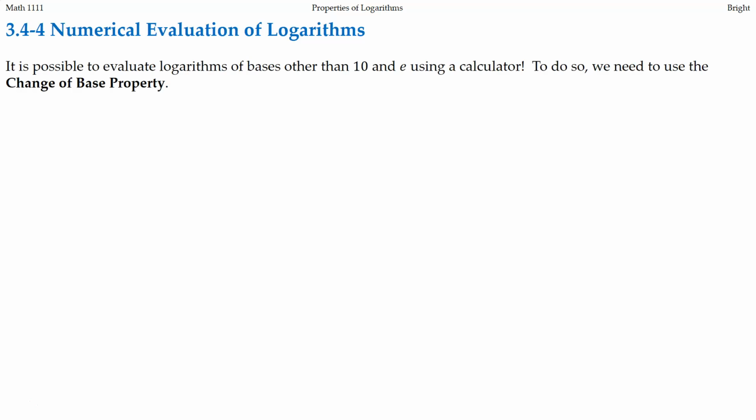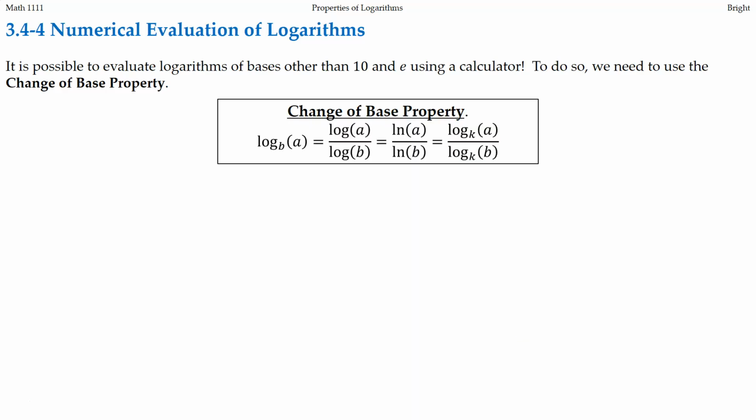So we can now evaluate any logarithm. Before, we were saying, oh, log base 2 of 3, what is that? Well, it's going to be log base 2 of 3, because we don't know how to punch it in the calculator and find the number. But now we have a way to calculate these via the change of base property.